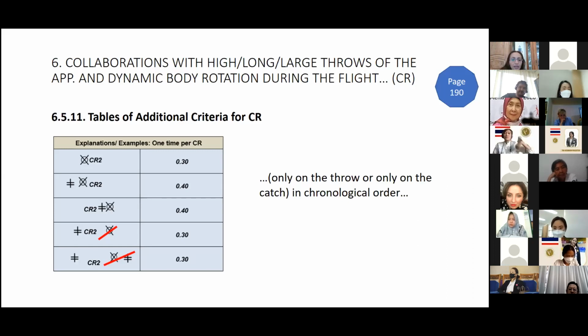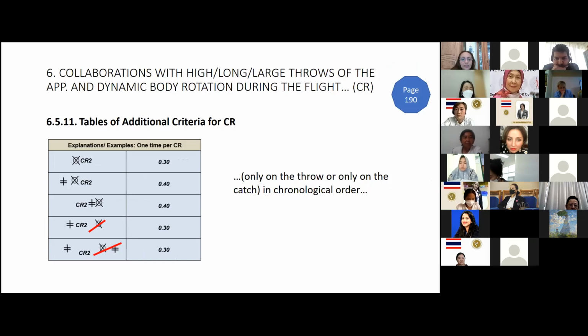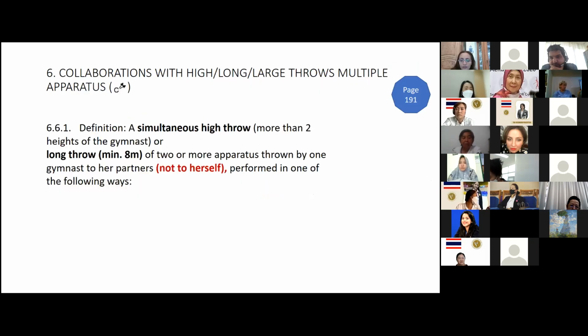So you have no hands on the throw, CR2, and outside visual on the catch. We said only on the throw or on the catch in chronological order. In this case, you will only take 0.3, which is no hands for 0.1 and CR2, 0.2. The value of this collaboration is 0.3. The last example: no hands in the beginning, CR2, outside visual without hands in the catch. You go in chronological order, so you do not evaluate the criteria on the catch. So the base value is 0.3 of this value.